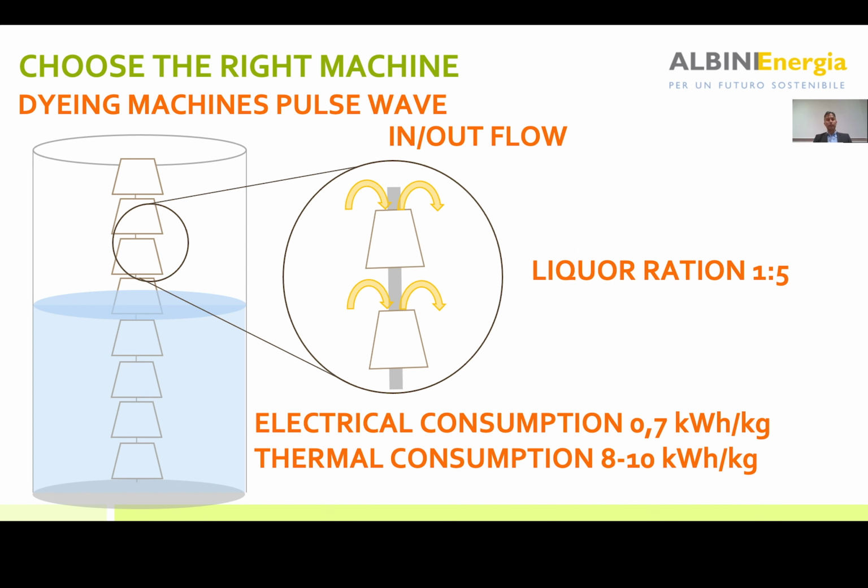It's mainly related to the fact that the flow is not reversed. So in those kinds of machines, which is called pulse wave dyeing, the flow goes always from internal to external and is not reversed from external to internal. In this case, the liquid ratio could be even lower, so just 1/5. And of course, your electrical consumption will drop from 1 to 0.7, and accordingly, the thermal consumption can be dropped from 15 to 8/10 kilowatt per hour.